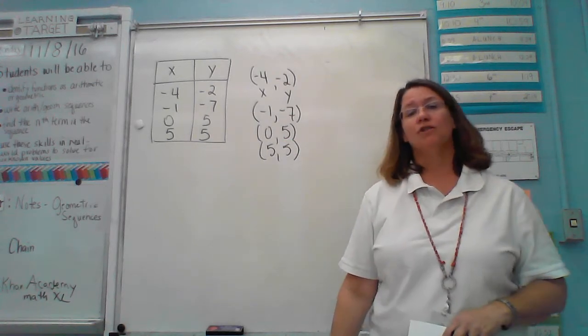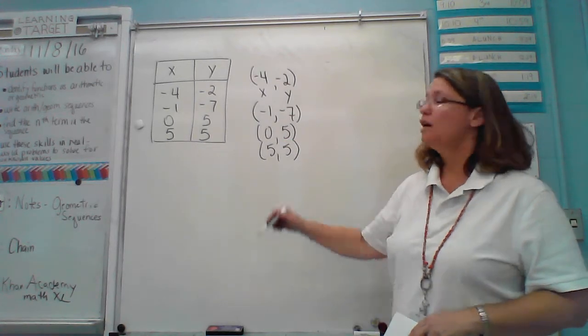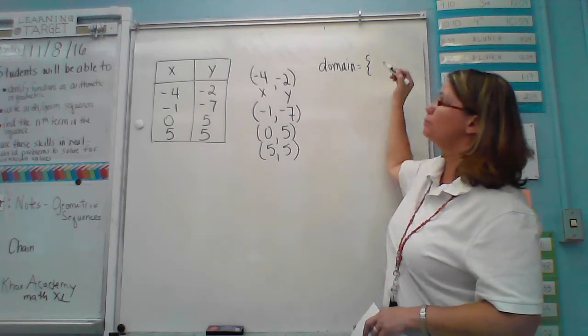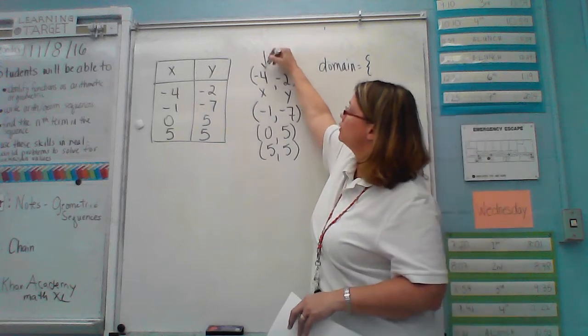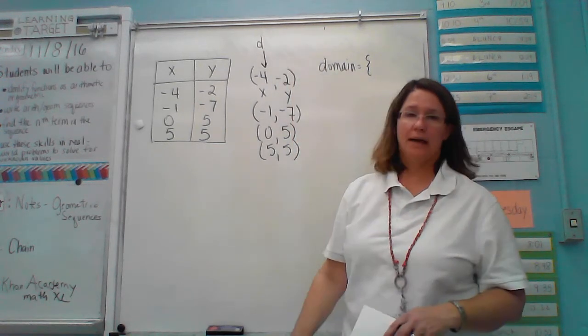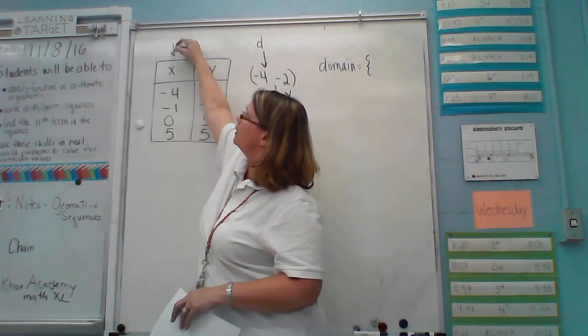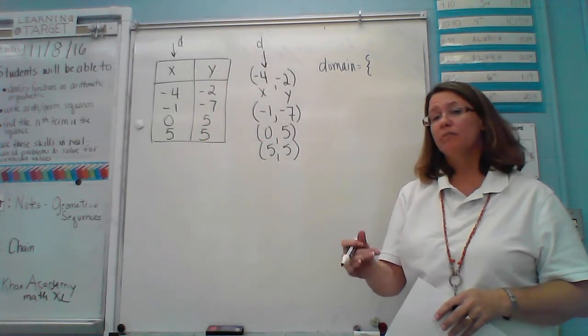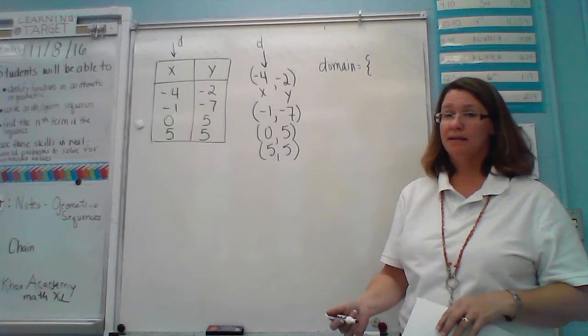The second part of this question now says list the domain. Remember, the domain happens to be the X values of your points. So you can either look at the points themselves to find the domain, or you can go back to the table and look at the table for the domain. Just remember, only list each number one time if it happens to repeat in the list.